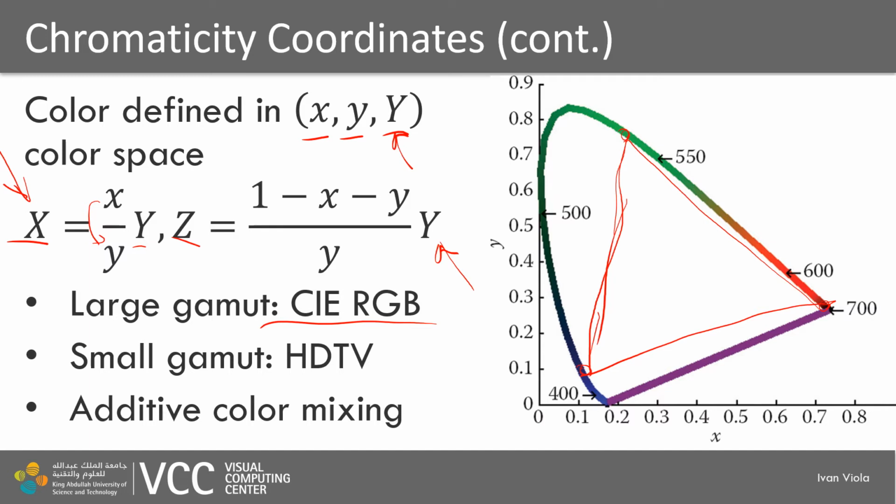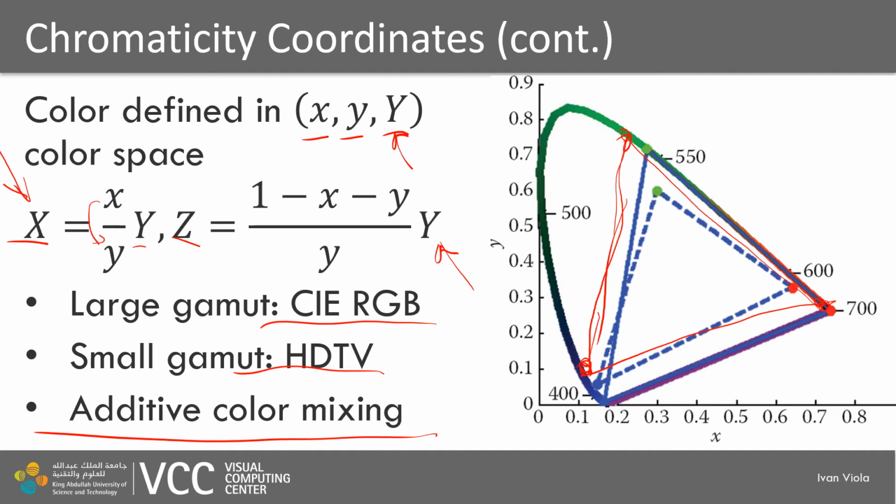Then we have some smaller gamuts, like for example the HDTV, which will have a smaller gamut of reproducible colors, and all the colors in between can then be created by the mixture of these individual colors and their intensities. So we can obtain any colors through the so-called additive color mixing. Here are the approximate drawings of the large gamut CIE RGB, so I was not exact, and the small gamut of the HDTV, which is depicted here.